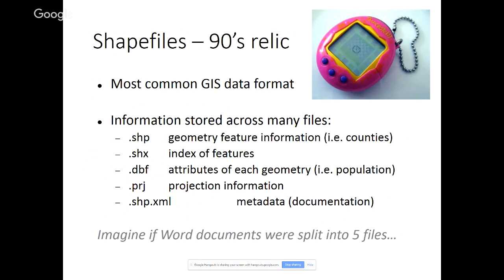The 5 basic files that you need to plot a shapefile, which is the Esri format name, are .shp, .shx, .dbf, .prj, and .shp.xml. This is just like a PowerPoint being .pptx, or an R dataset being .rdata, for example.